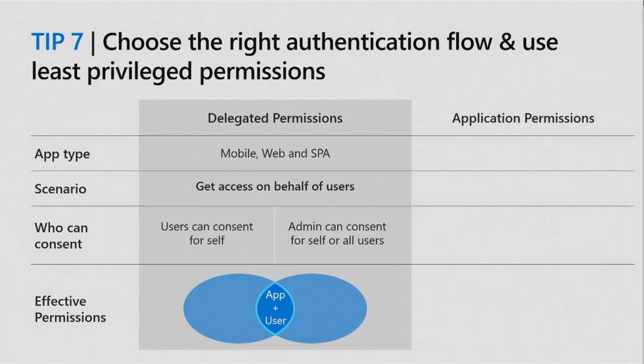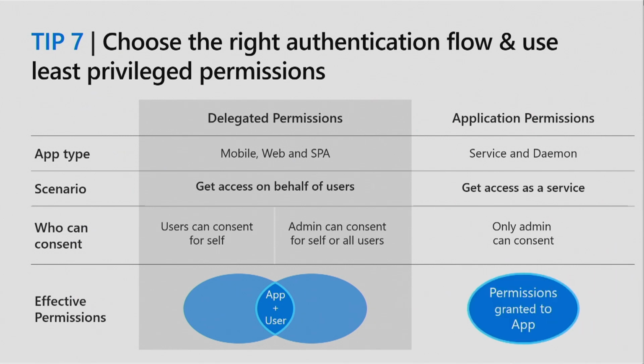The second model that you have is application permissions. In this case, you're building either a service or a daemon application. The scenario is that you will be accessing the data as a service, and only the administrator will be able to consent in this case. And the effective permissions that the application gets are all of the permissions that have been granted to the application.